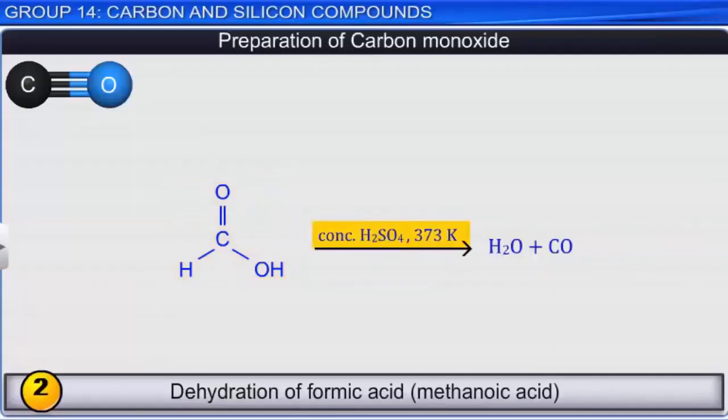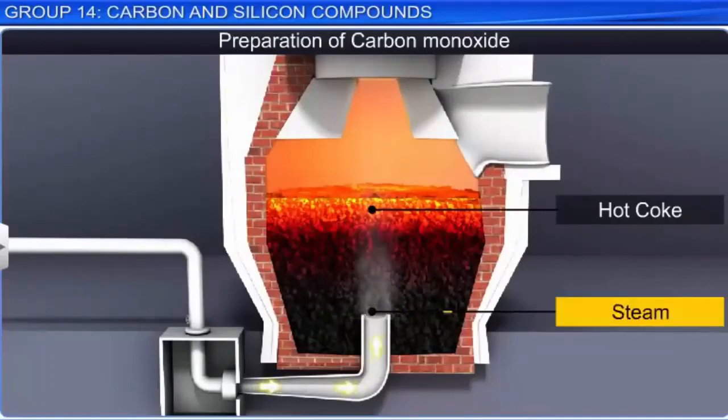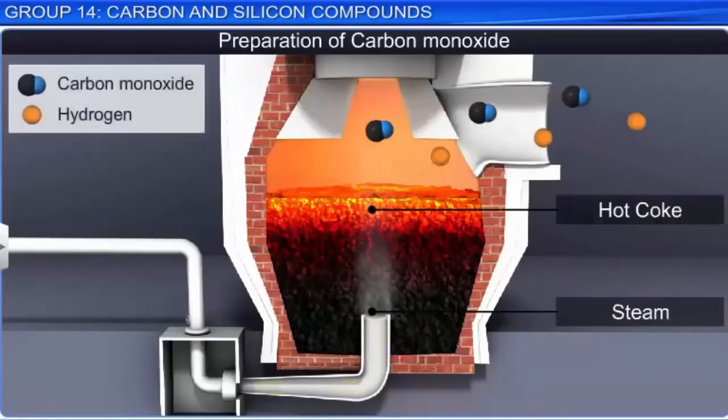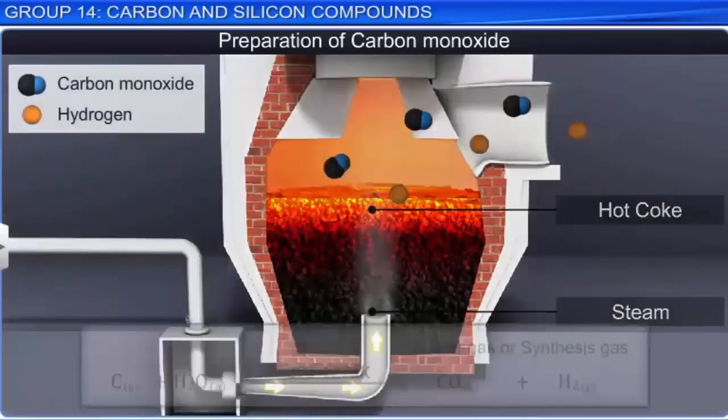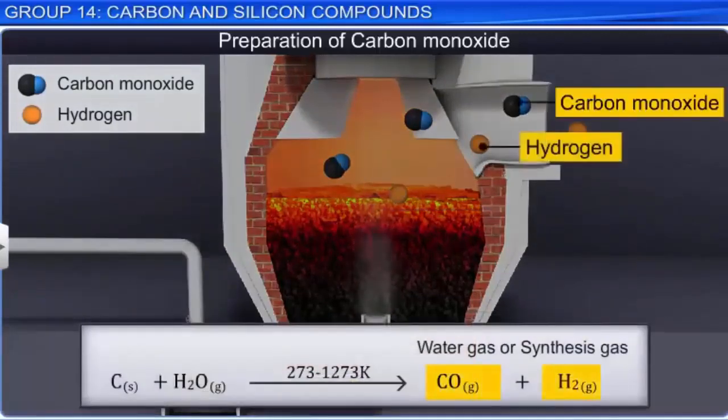On a commercial scale, carbon monoxide is prepared by passing steam over hot coke. This reaction produces carbon monoxide and hydrogen. This mixture of carbon monoxide and hydrogen is called water gas or synthesis gas.